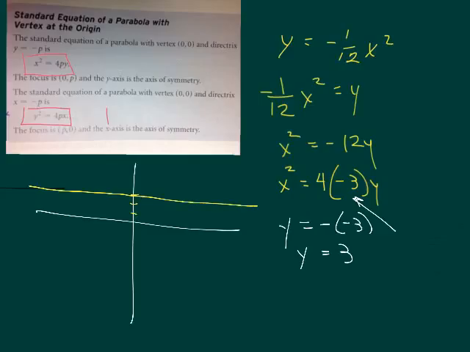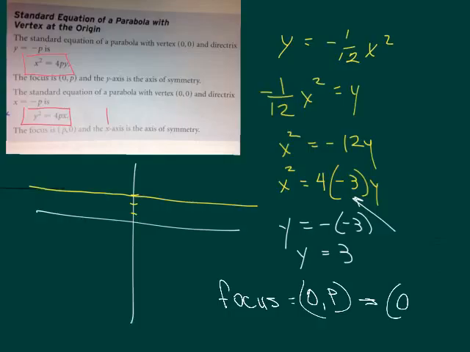It's also asking me to find the focus. And the focus is 0, p. So what I'm going to do is, my focus is at 0, p, which means I'm going to have a focus of 0. And what is my p-value? My p-value is negative 3. That's what I got right there, negative 3 for my p. So 0, negative 3 is my focus.